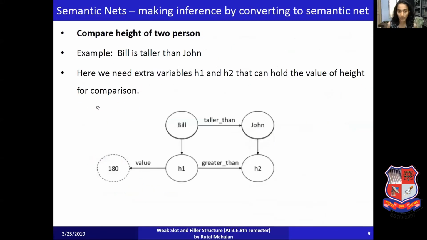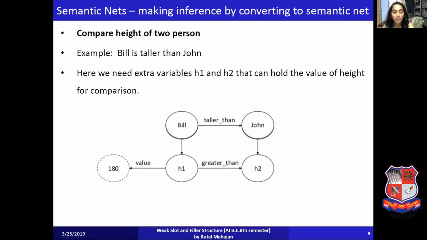Now let's see the next advantage, or we can say use of semantic net. That is, we can make inference by converting a particular thing to the semantic net. Like over here, the example is given: compare the height of two persons. For example, Bill is taller than John. I want to infer whether the sentence is true or not.